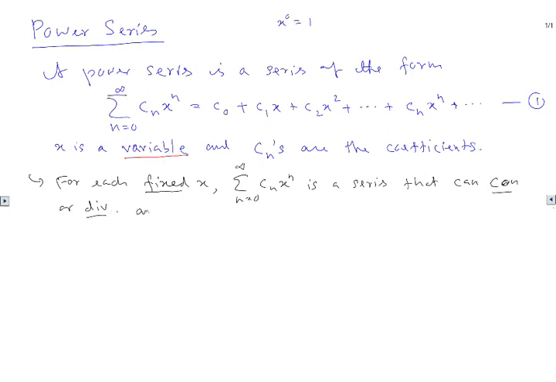And the nth term has the form an equals Cn x^n. So you can see that that's just the nth term, and Cn is maybe some expression of n. x is just a number, so this is just a number, right? So you are just adding numbers.